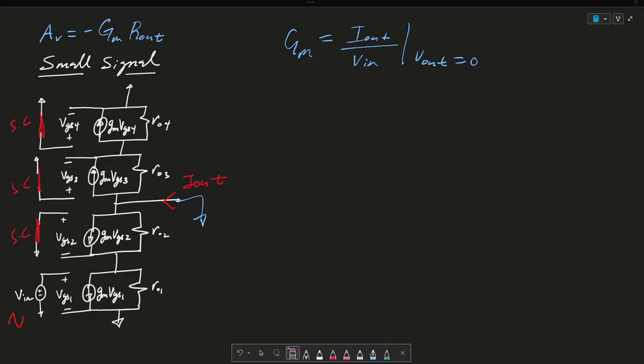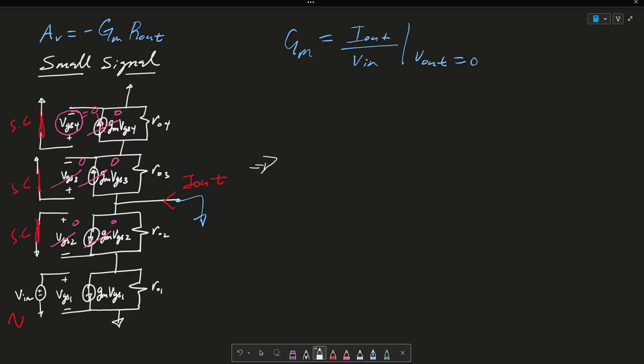And what we're going to notice here is that this VGS4 is equal to 0. So this voltage controlled current source here is also equal to 0, and so are these. So we can redraw this.